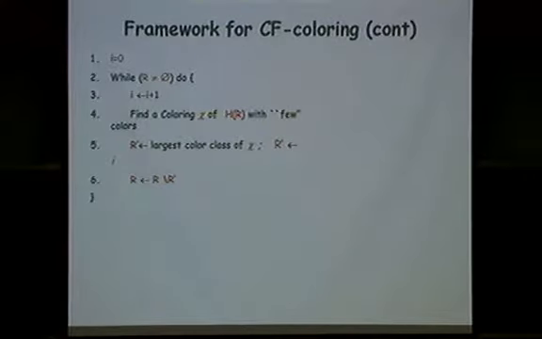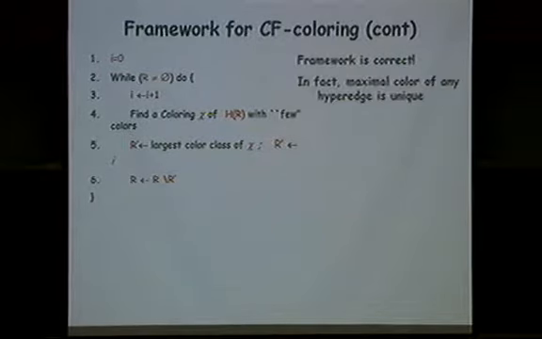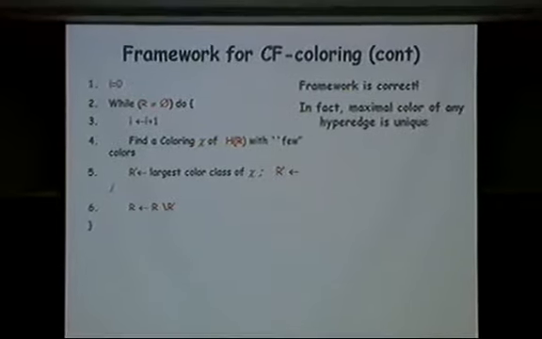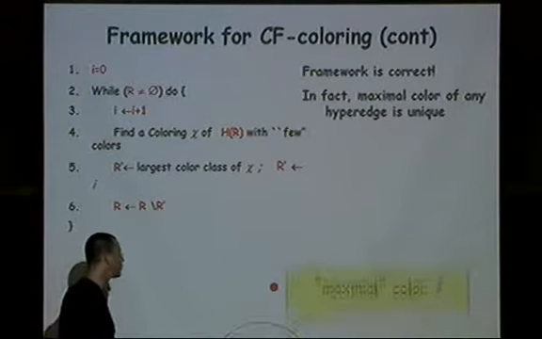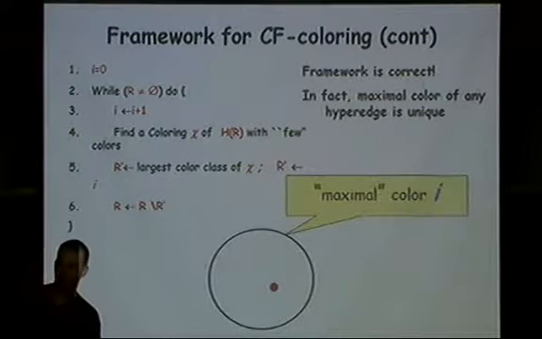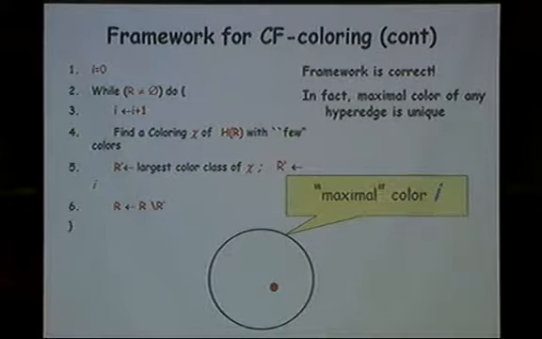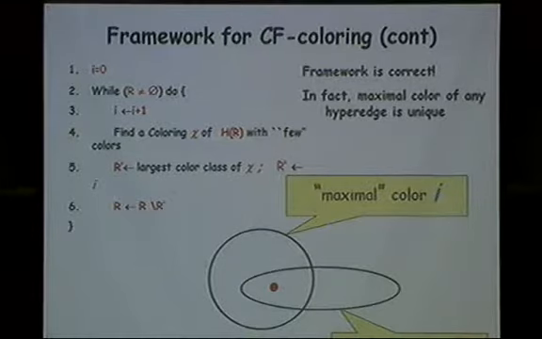Why is this framework correct? Again, the maximal color of any shape: given a point, look at all the shapes covering the point. So look at the hyperedge and look at the maximal color in that hyperedge. That's going to be unique. This is a general proof for any hypergraph, but let's just think of it like that. Take a point and look at the shape among the shapes covering that point that has the maximal color, and assume to the contrary that it is not unique.